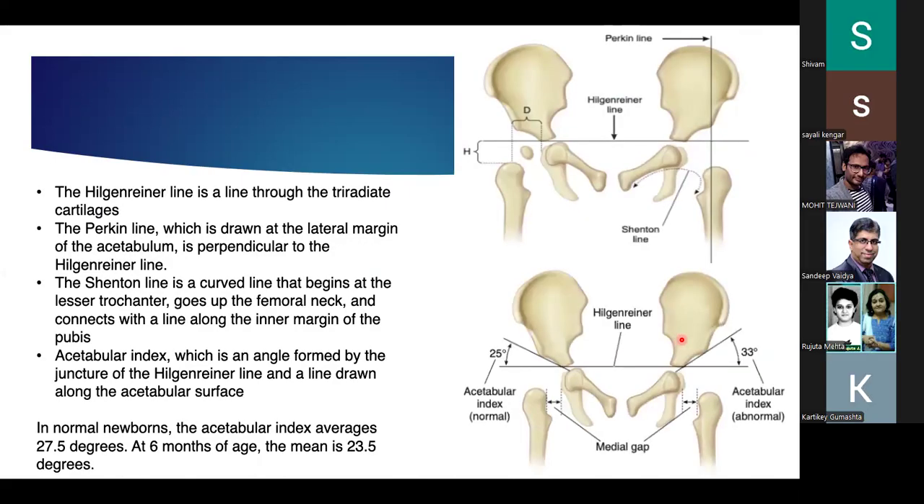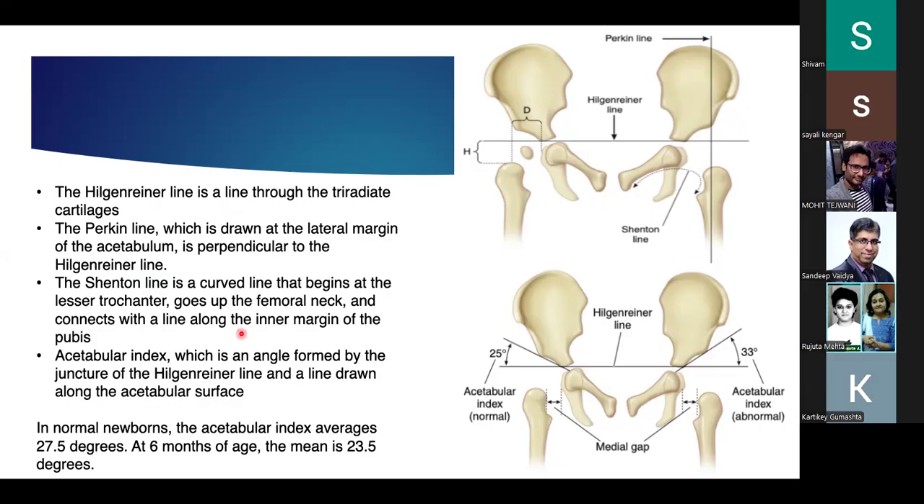In X-rays, we draw Hilgenreiner's line, that is a line through the triradiate cartilage. Perkin's line, which is drawn at the lateral margin of the acetabulum, is perpendicular to the Hilgenreiner's line. Shenton's line is a curved line that begins at the lesser trochanter, goes up to the femoral neck, and connects with the line along the inner margin of the pubis.